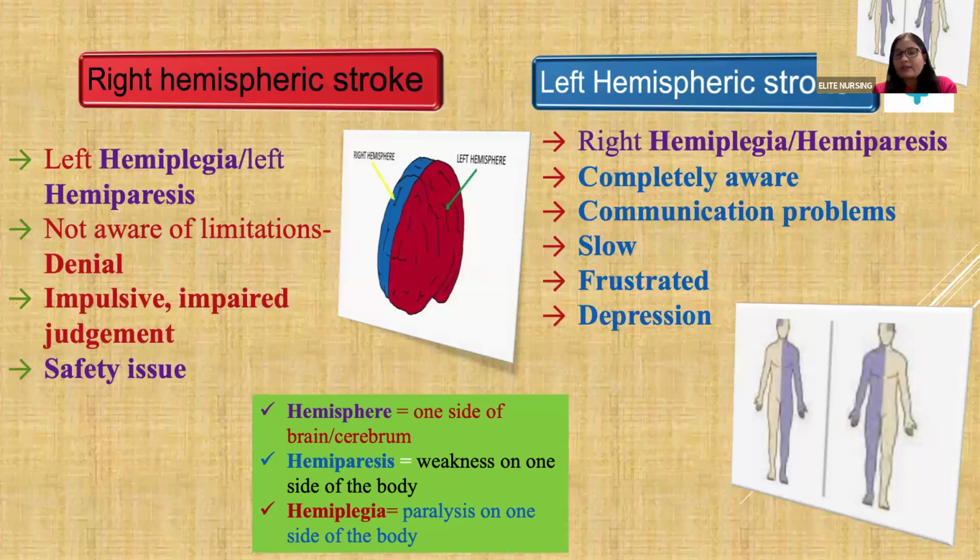Then hemiparesis is weakness on one side of the body. Hemiplegia is more severe, it is paralysis on one side of the body due to stroke.